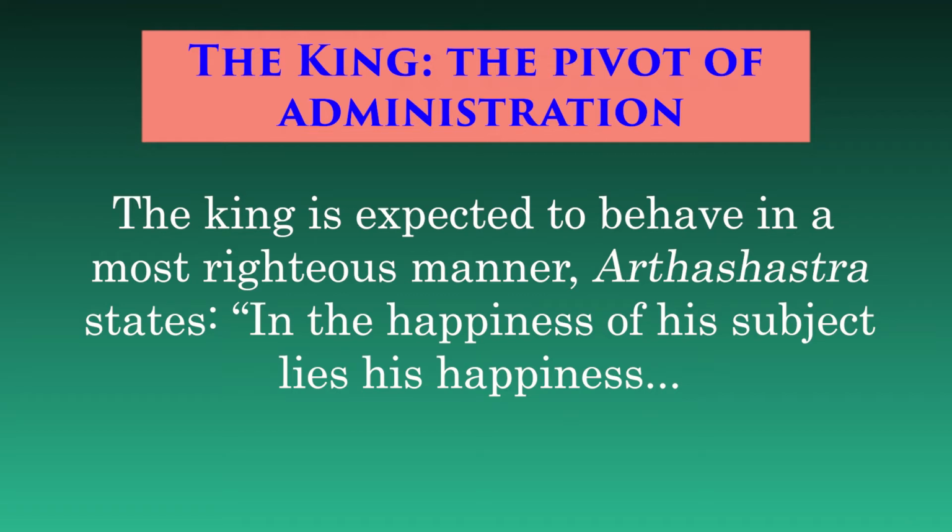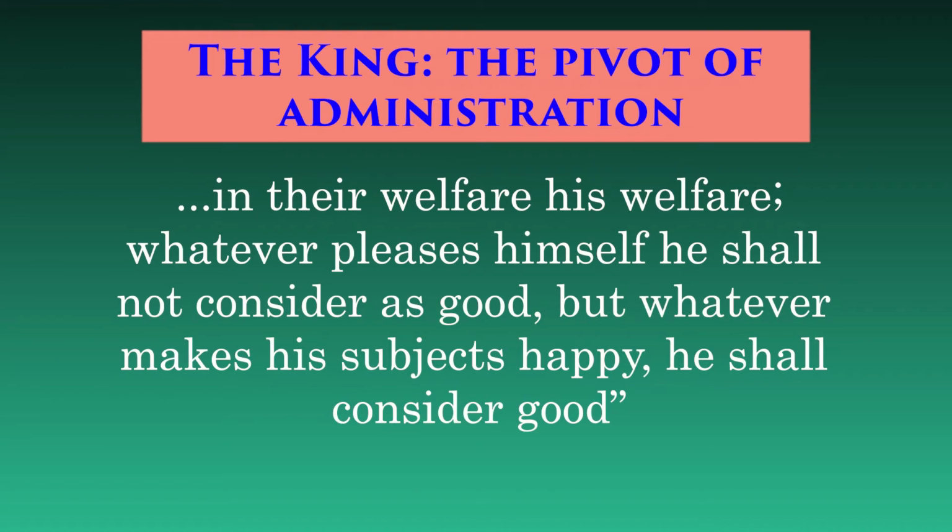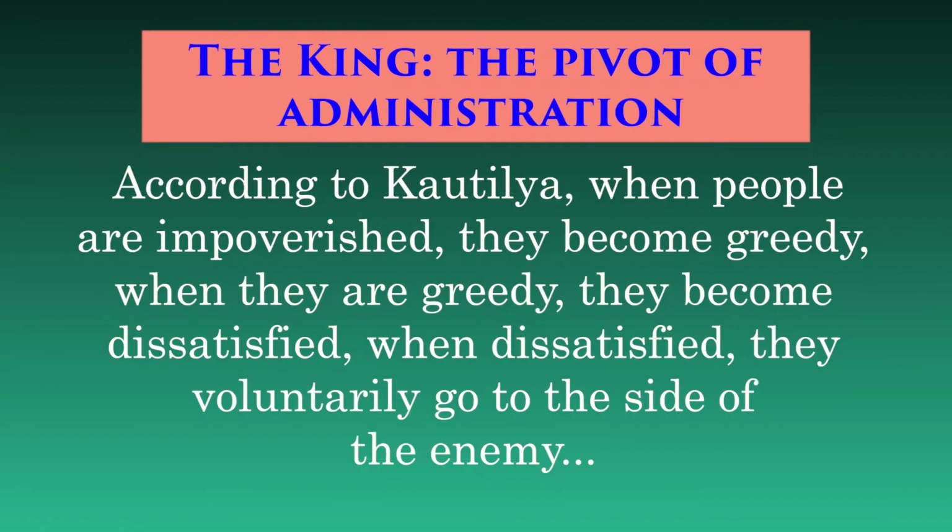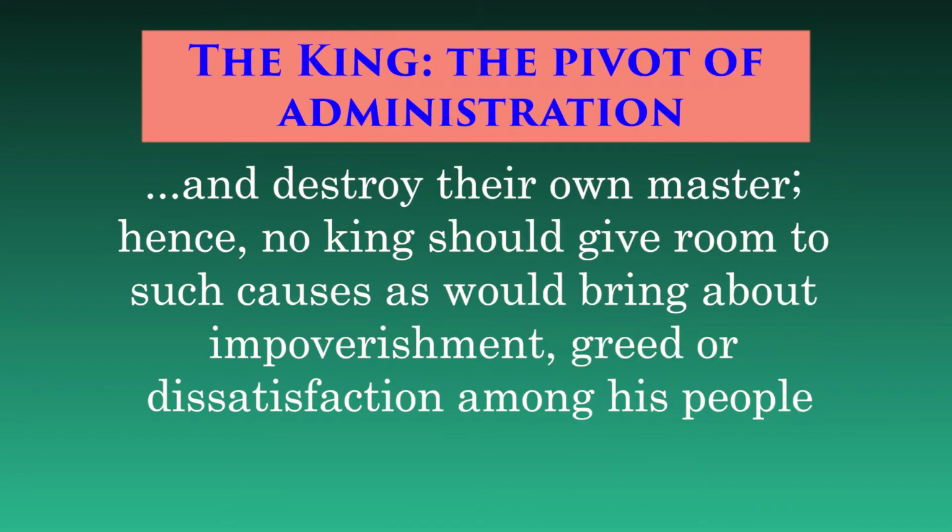Arthashastra states, in the happiness of the subjects lies the happiness of the king. In their welfare, his welfare. Whatever makes his subjects happy, he shall consider good. In fact, according to Kautilya, when people are impoverished, they become greedy. When they become greedy, they become dissatisfied, and when dissatisfied, they voluntarily go to the side of the enemy and destroy their own state, their own master. Therefore, no king should give room to the emergence of such issues, because then that would be the downfall of the kingdom and the empire.